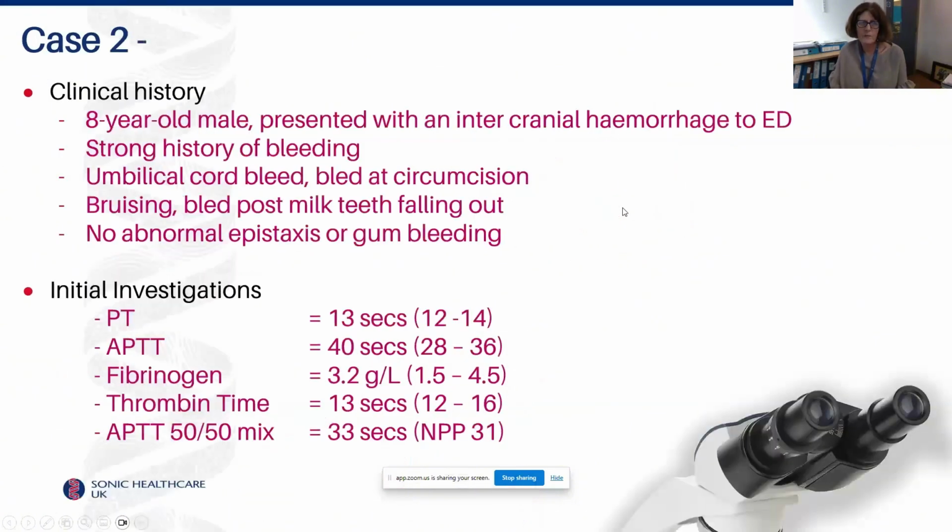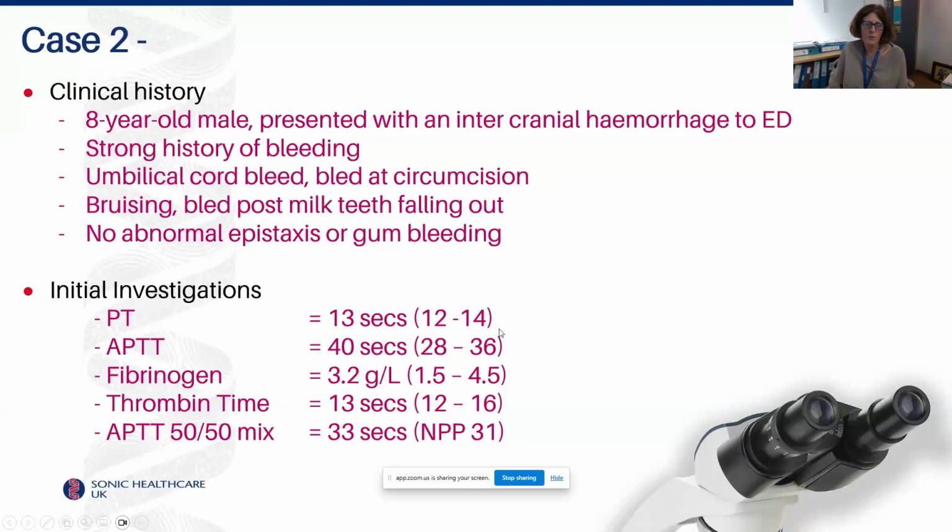And then another case, we had an 8-year-old male who came into A&E with an intracranial hemorrhage. He also had a strong history of bleeding. He bled from his umbilical cord, bled at circumcision, and had bruising. He bled when his baby teeth fell out. He didn't have any epistaxis or gum bleeding. And these were his clotting screen results from the A&E sample.